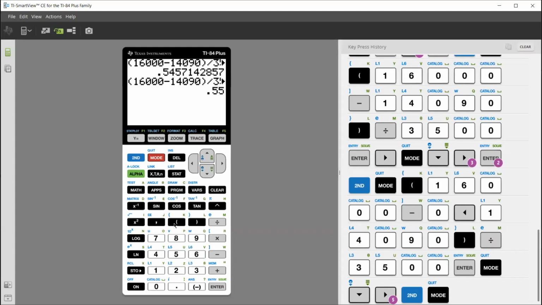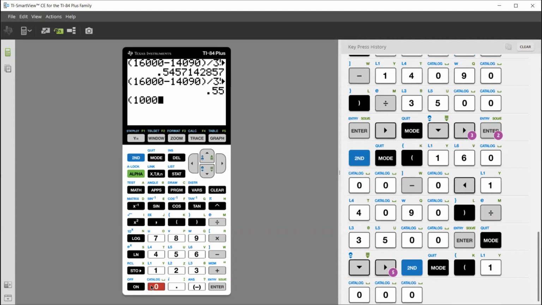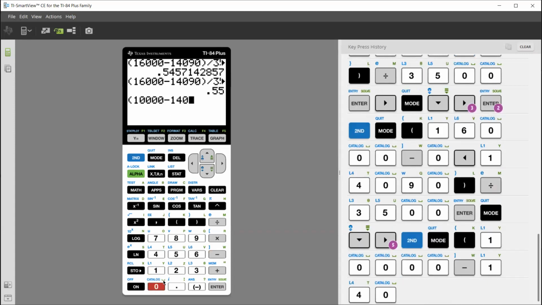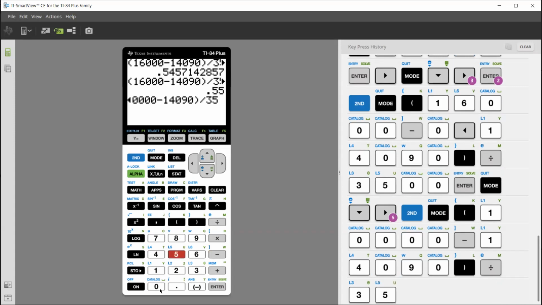So we're going to have, remember your parentheses. So you have 10,000 minus 14,090, and we're going to divide that by 3,500. What do you get this time? 1.17. But it should be negative, because the 10,000 goes in for the negative counts.